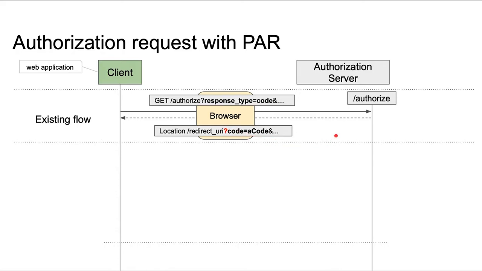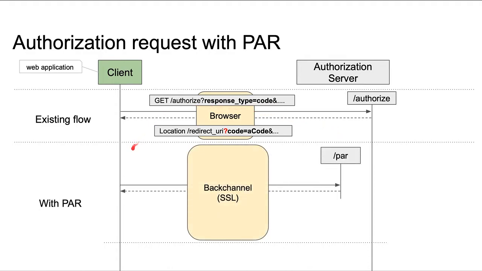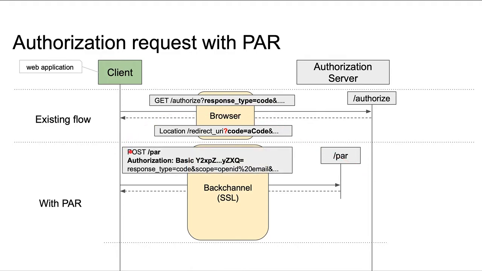So with PAR, pushed authorization requests, it will look slightly different. First of all, it starts off with a message through the back channel, so no browser involved, and there's a new endpoint called PAR or PAR authorize, however the authorization server would like to call it. The first request is the POST to PAR, and it includes the same parameters as before, but in the message body. And in addition, as I mentioned, the client will authenticate if it has a client ID and a secret, so if it's a confidential client. Otherwise, it would include the client ID as before.